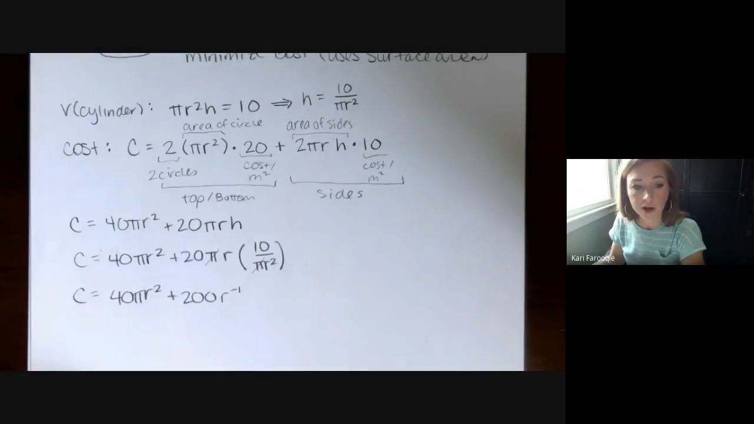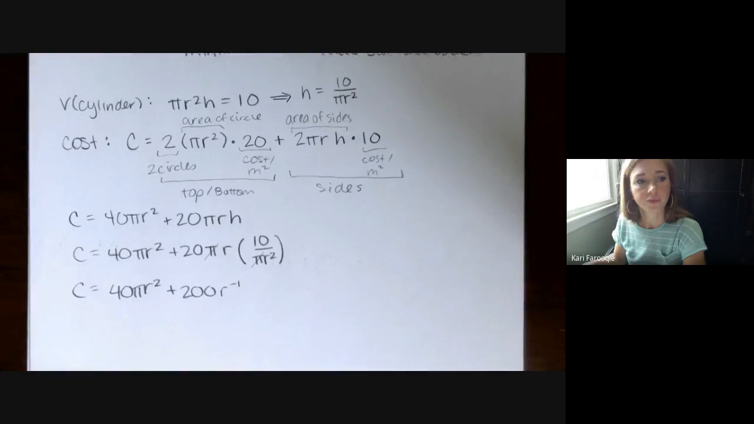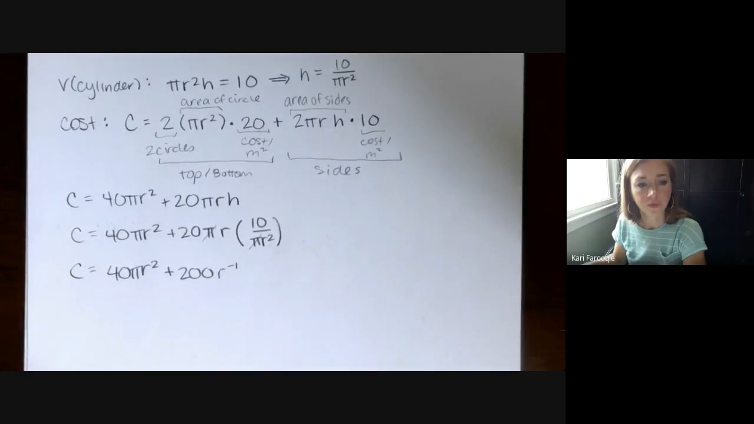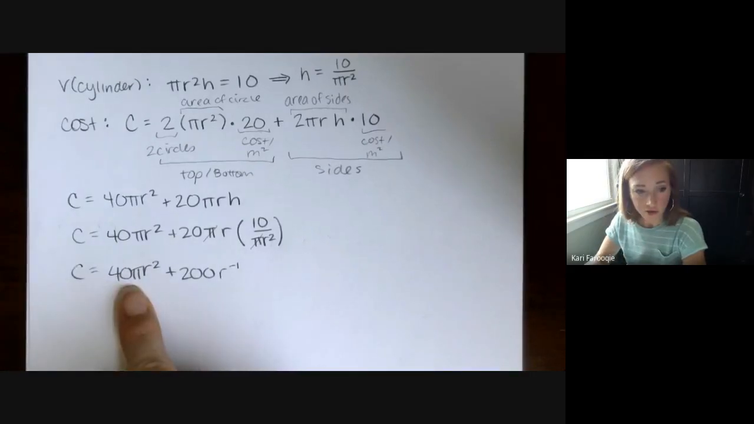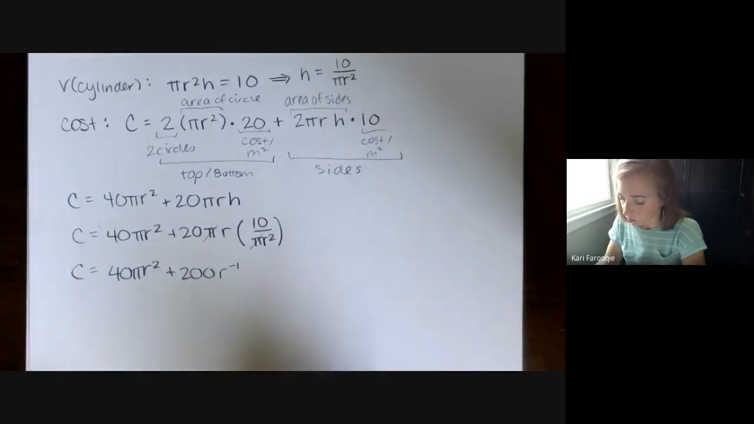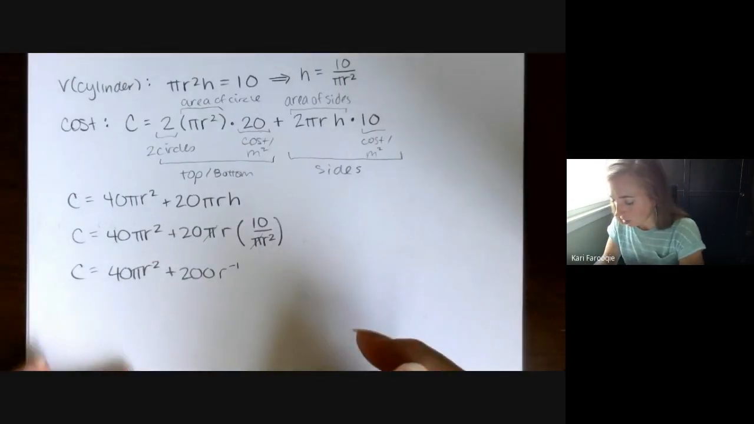Since it's in the denominator, you might want to just go ahead and note that and write it as r to the negative first, and then you'll have 1 fewer time that you'll have to rewrite this before you take the derivative. Now everything's written in terms of r. Remember that pi is just a constant, so it's not a variable. We don't need to worry about that.